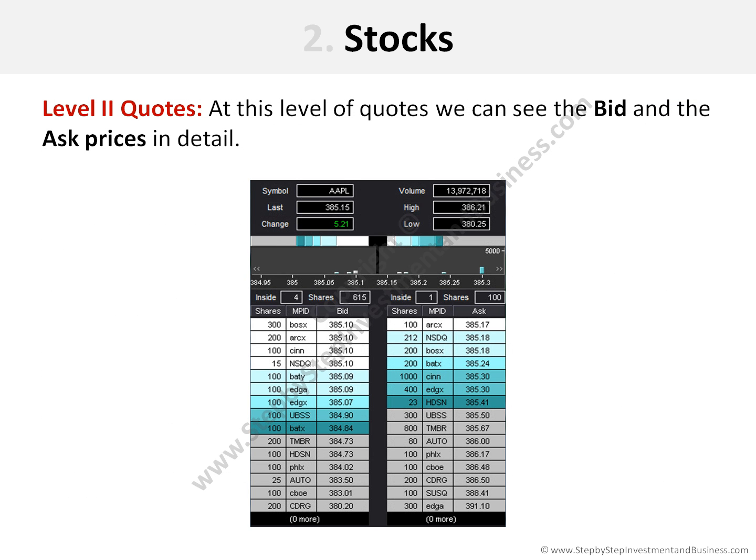As previously mentioned, all the above information is shown on the watch list, and it corresponds to Level 1 quotes. On the other hand, at Level 2 quotes, we not only see all the previous information, but also the buy and sell sides, that is, the bid and the ask prices, in more detail. Here's a figure corresponding to a screen that shows quotes at Level 2.